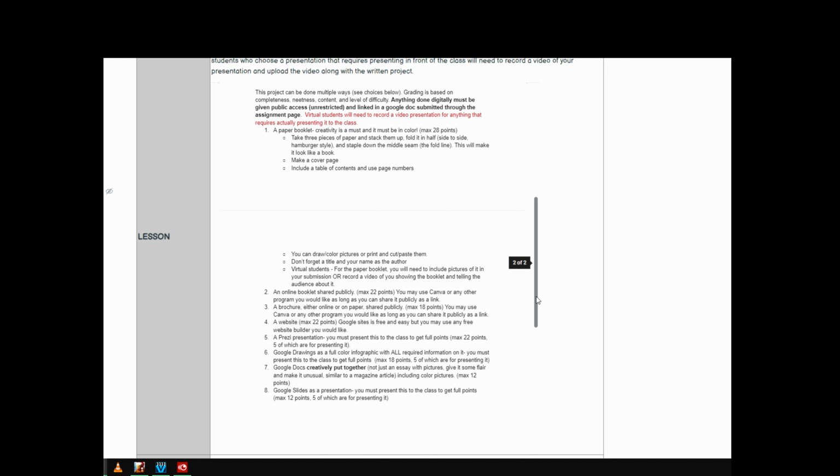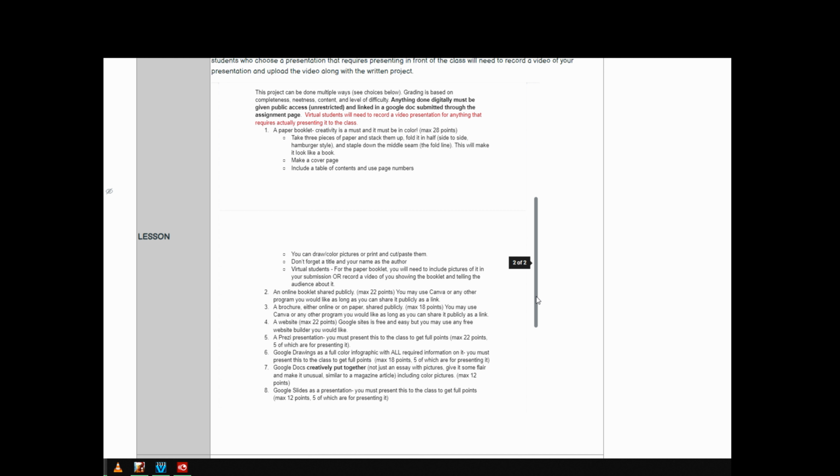Number 5 is to make a presentation. This one is going to be one that you are going to have to present in front of the class. Do not do a presentation if you don't plan on speaking in front of the class. You'll need to do the presentation, so put together all of the slides and everything for it. It's got a maximum of 22 points, and 5 of those 22 points is for presenting it.